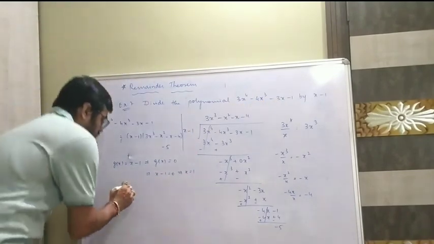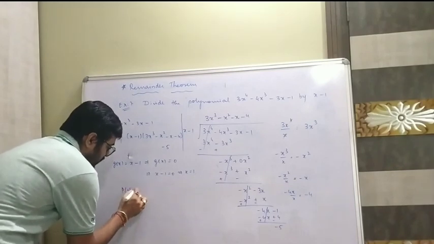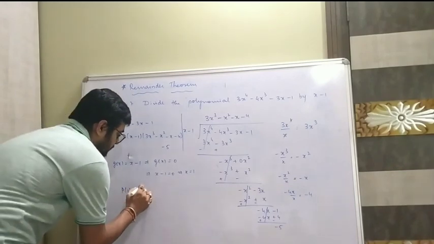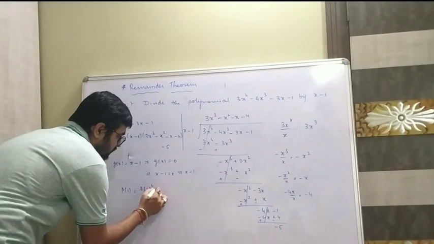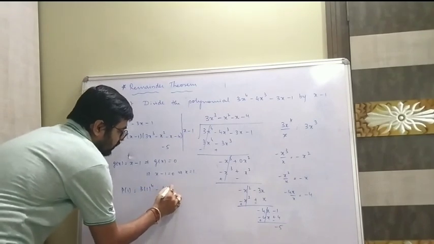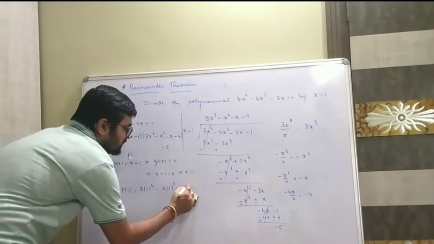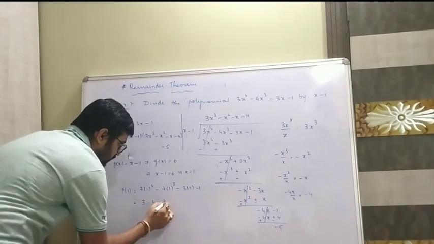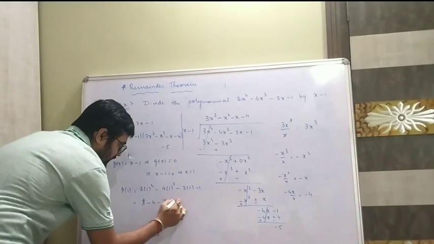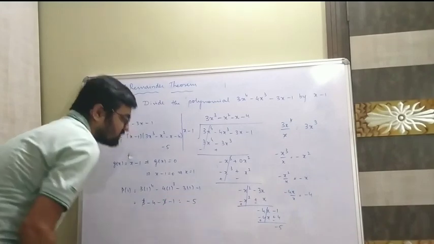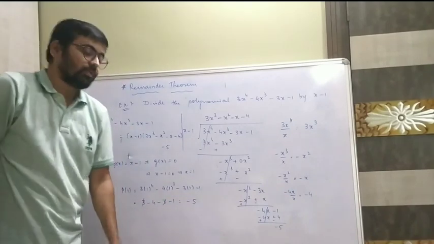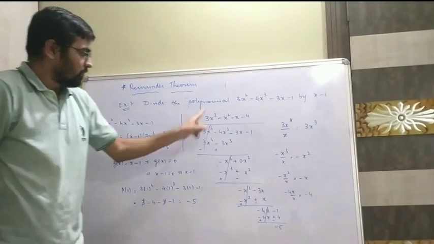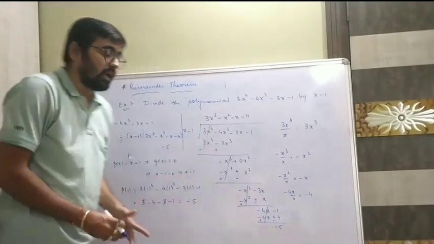So by replacing x equals 1 in this particular polynomial, let's find out what we are getting. Let's say this is p of x. By putting x equals 1, we get 3 into 1 raised to 4 minus 4 into 1 cube minus 3 into 1 minus 1. So this is 3 minus 4 minus 3 minus 1, which is minus 5, which is the remainder. By doing this, the remainder is minus 5.